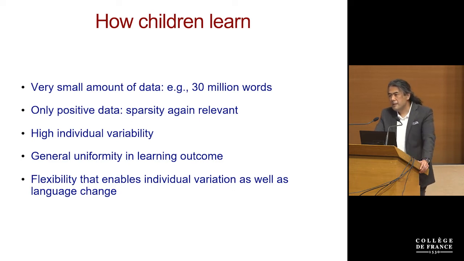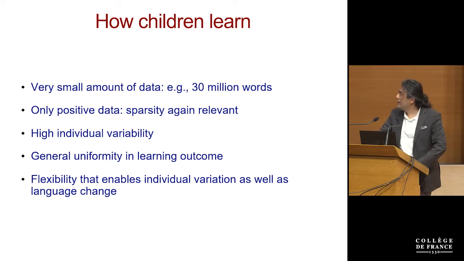Individual variability, which we all understand, is just vocabulary acquisition. Of course, everybody's linguistic experience is different. But very importantly, there is general uniformity in learning outcomes, so we understand each other. At the same time, the flexibility that enables individual variation is, of course, critical in the case of language change, when the grammar has to change, not being transmitted faithfully from one generation to the other. These are the design specifications for child language acquisition.